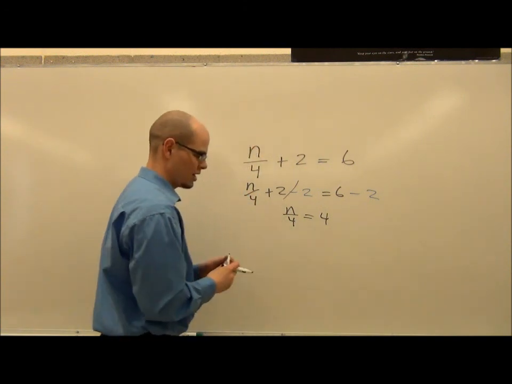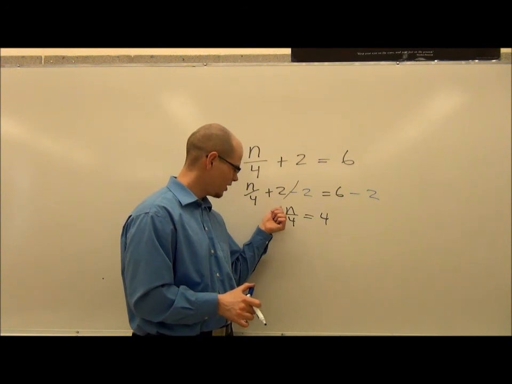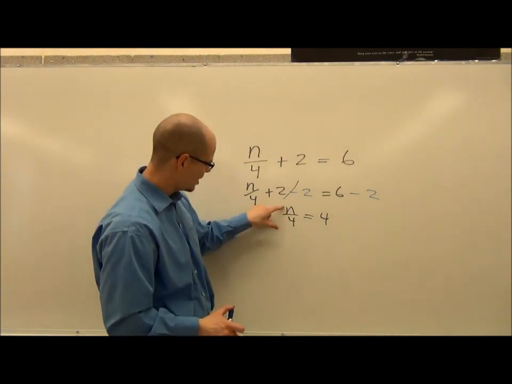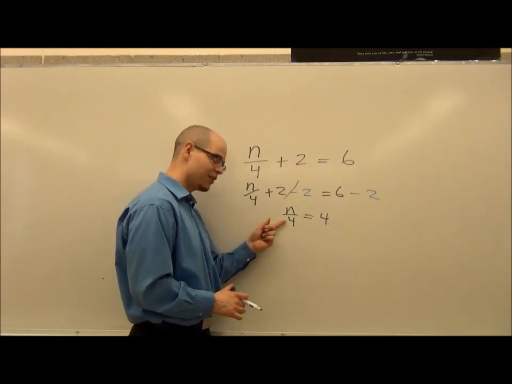Now this is the new step. This is what we spent a lesson on. How do you get the variable on its own? Well, this says n divided by 4 equals 4. What I'm going to do is get rid of this divide by 4.